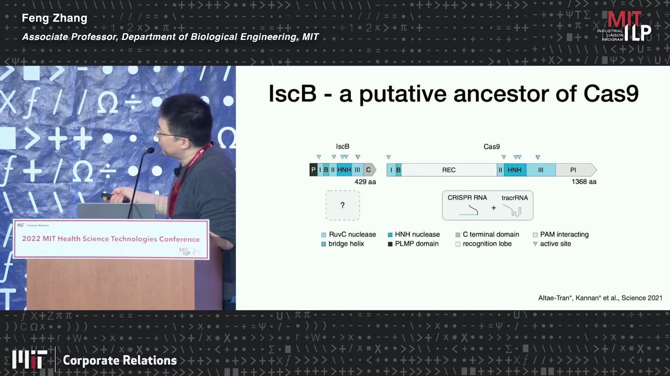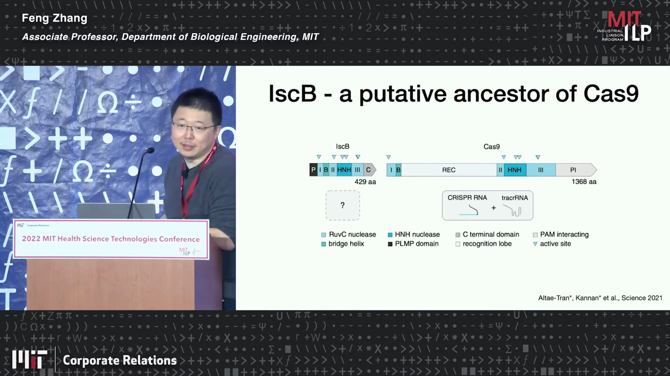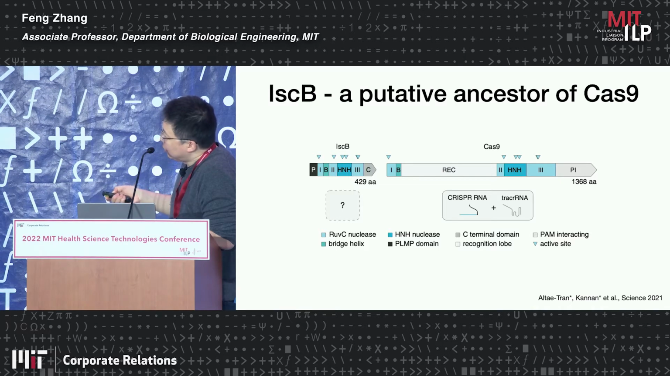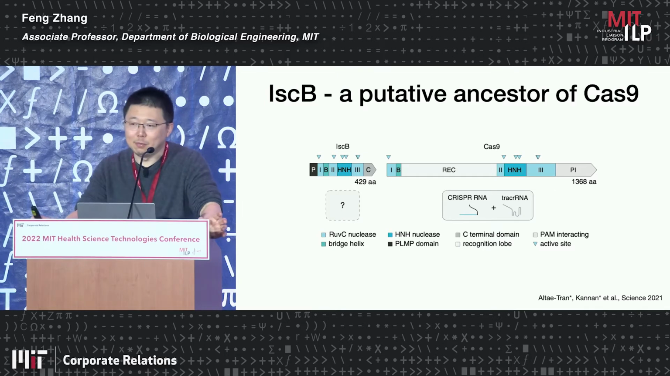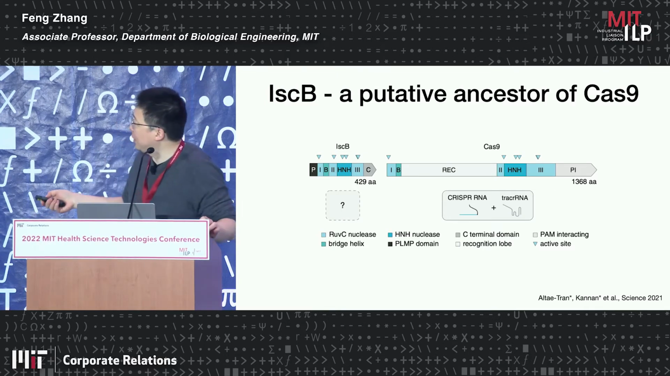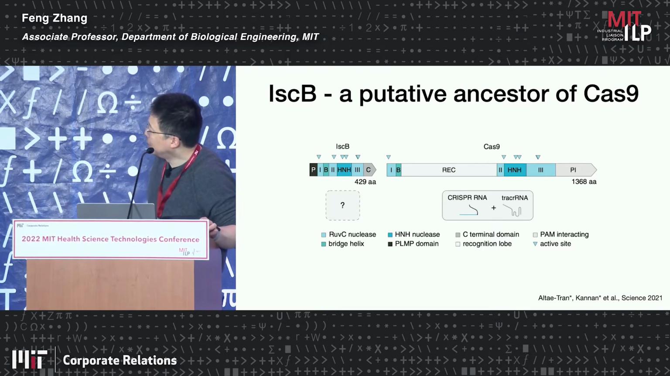But there are some differences. It's much smaller than Cas9. It's about a third of the size of a Cas9 molecule. And then also, it doesn't have the REC domain, so that's not there. But it's got a new domain called the PLMP domain. So that's the black P rectangle over here.